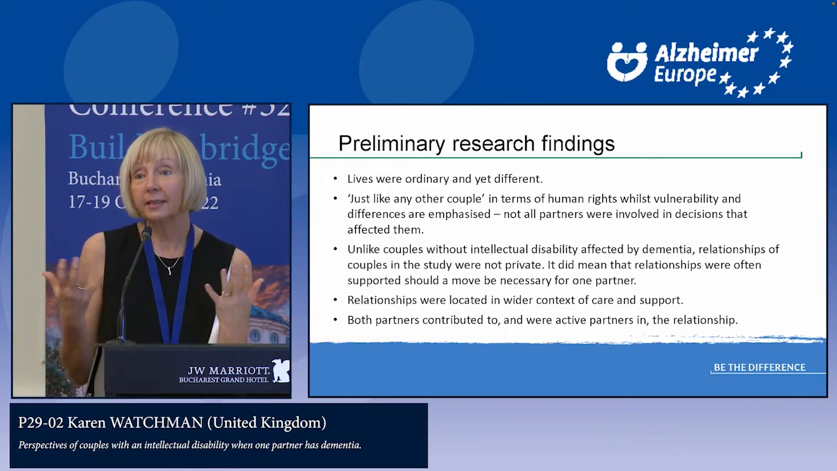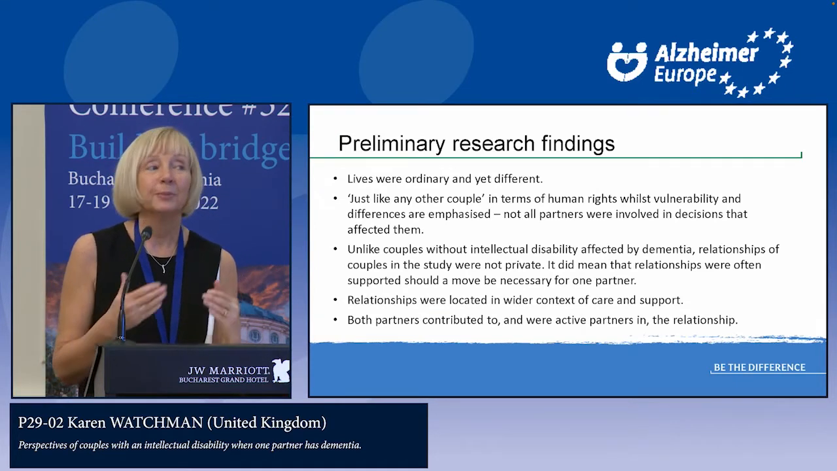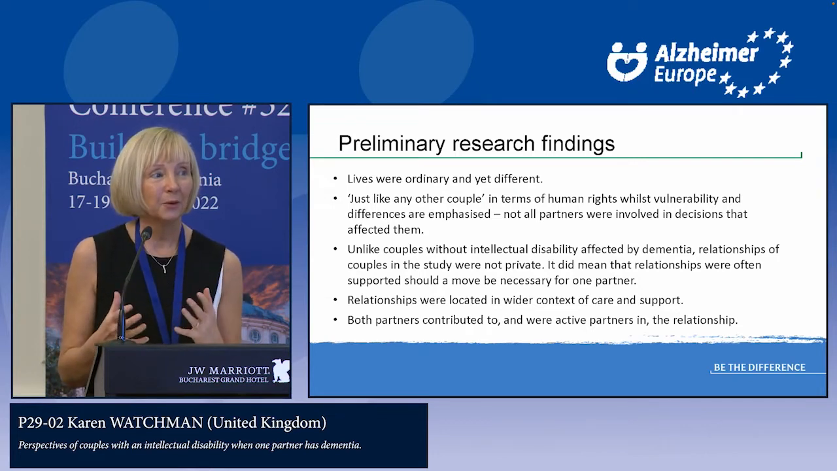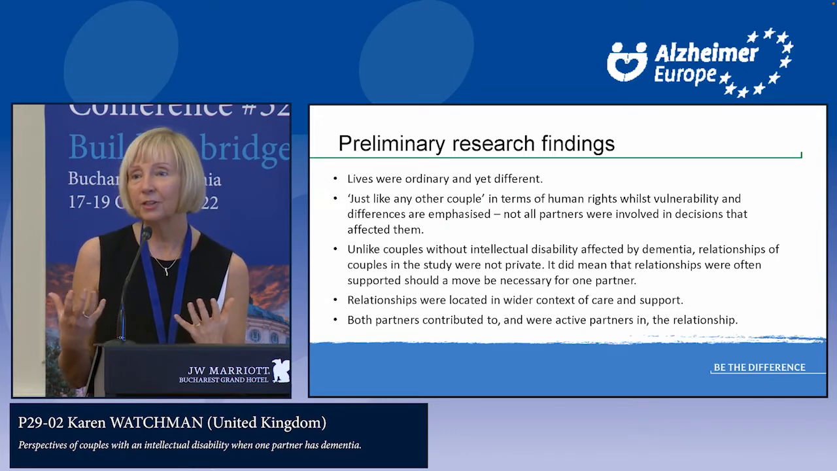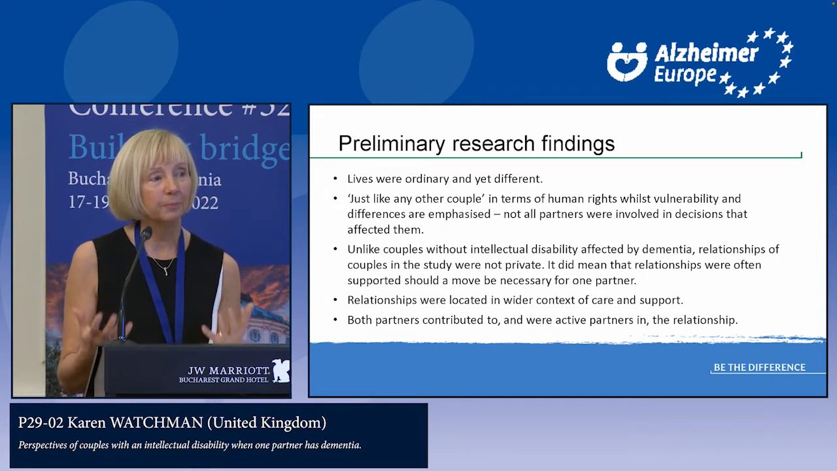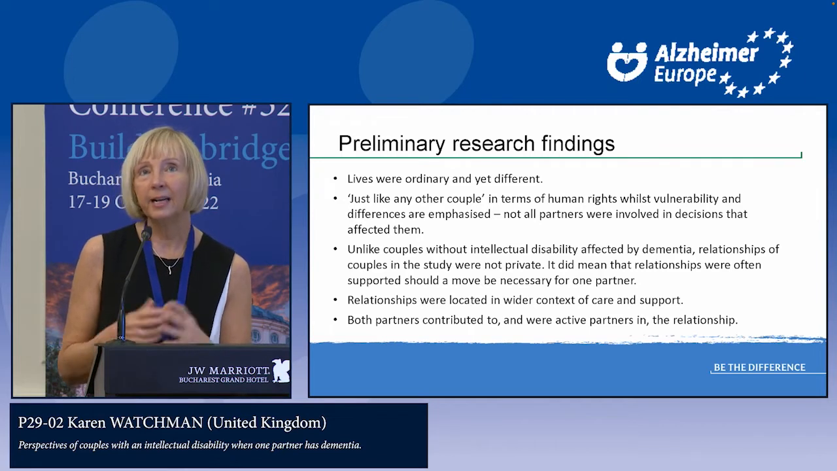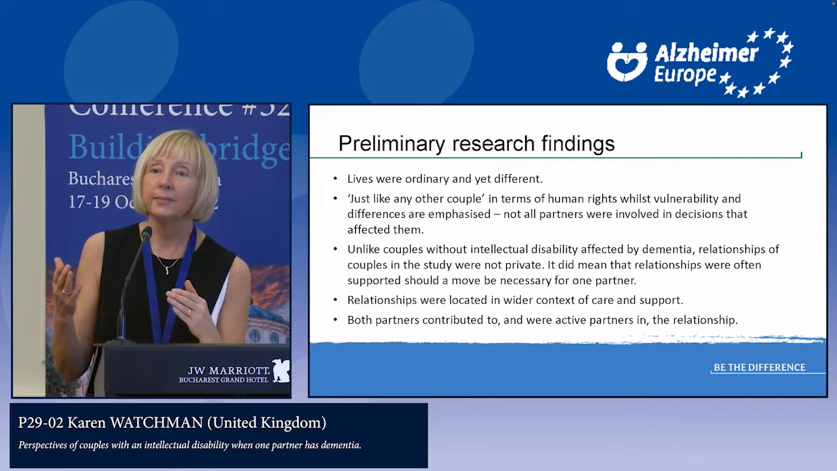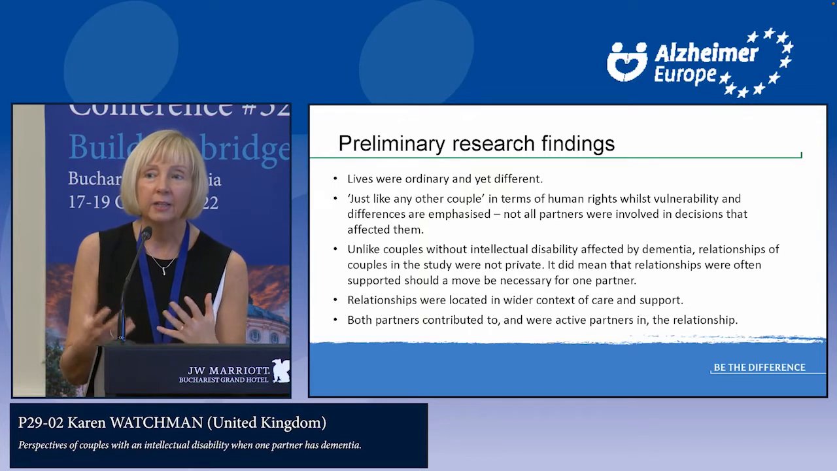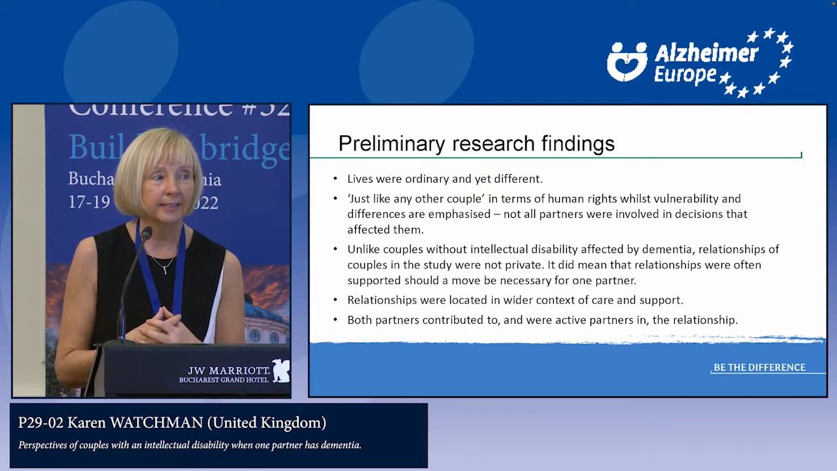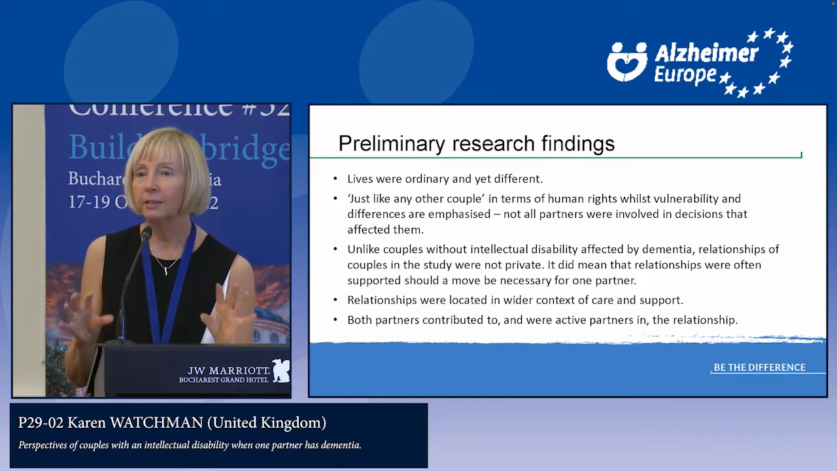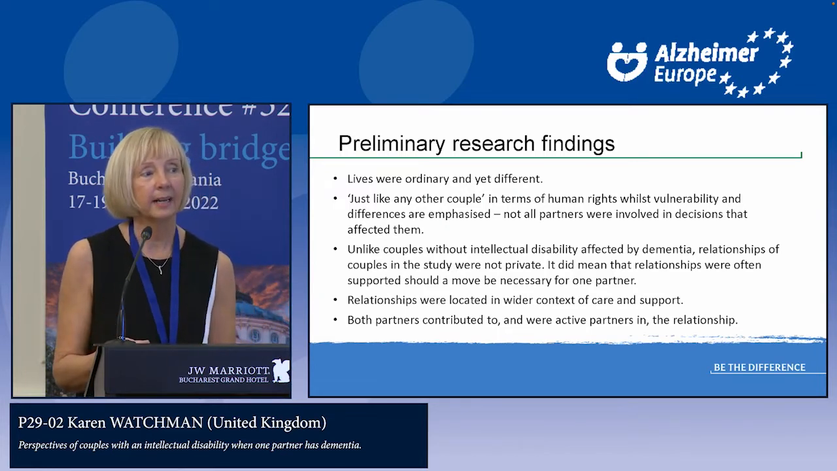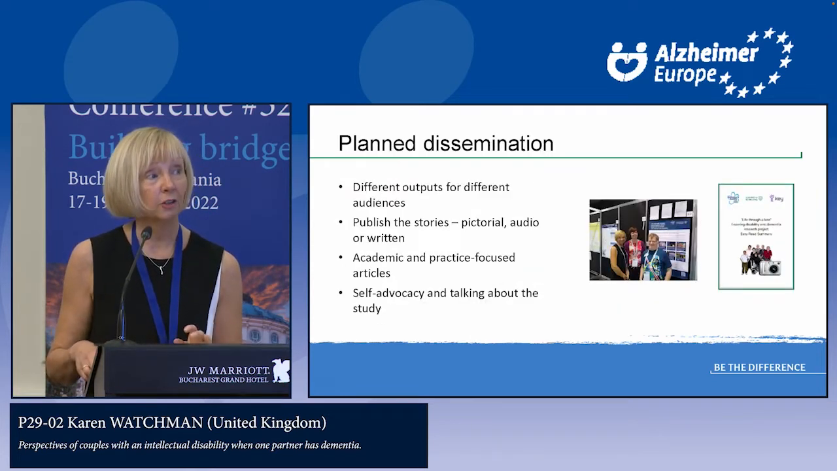But what we did hear was that lives were ordinary, like other people's, but they were different as well. Their lives were not private. The lives of the couple were not private even before a diagnosis of dementia. There were other support services in there, and a plus side of that is that it did mean that there was support already there, should it be needed after the diagnosis. But relationships were very much located within the context of other people. There was still that power imbalance there as well, but both partners were very active and contributing.